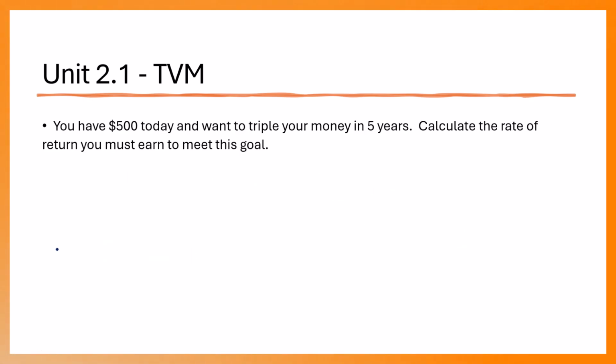Question 16. You have $500 today and want to triple your money in 5 years. Calculate the rate of return you must earn to meet this goal. Again, we're only given the 500. Let's set up our time value of money parameters here. We're trying to solve for the rate that we need. Present value is going to be -$500. No additional payments are being made. And our future value is $1,500. And N is 5 years.